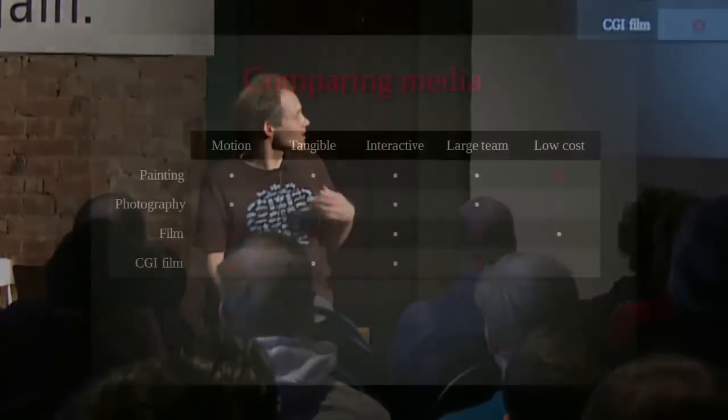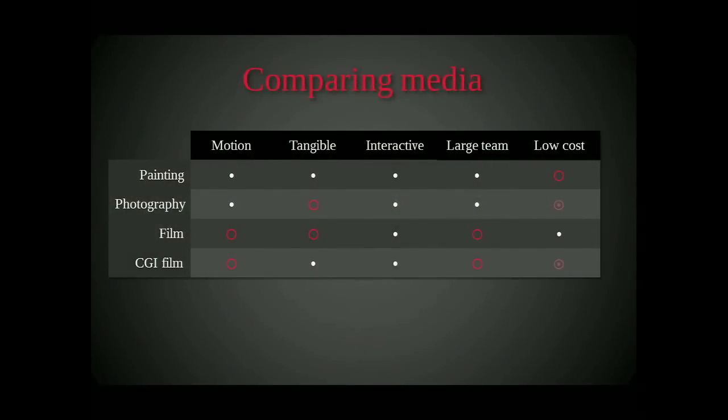Then CGI film, so animation films. Well, the main difference with film is that it's virtual. So what does this mean? Well, on one hand, you can do pretty much anything. You're not bound to reality anymore. And this has interesting consequences.